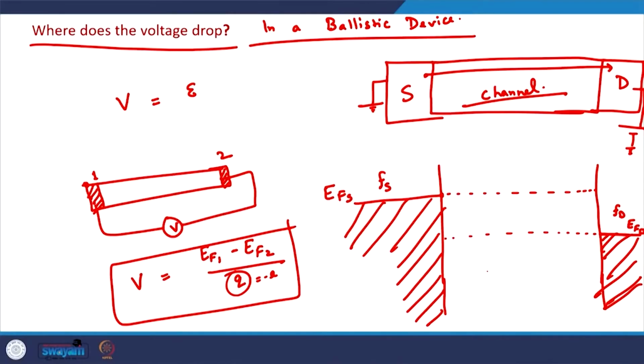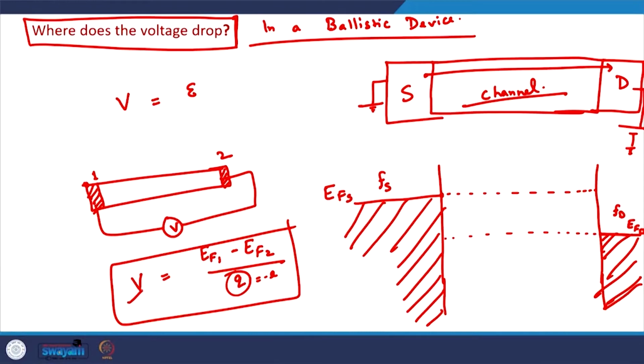So, now the question, where does the voltage drop, translates into the question: where does the Fermi level change, or how does the Fermi level change across the device. And according to the change in the Fermi level, the voltage will be directly dependent on that. That will also be the voltage profile of the device.